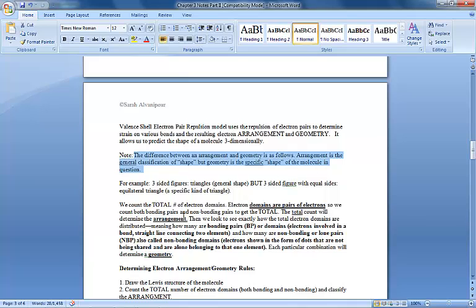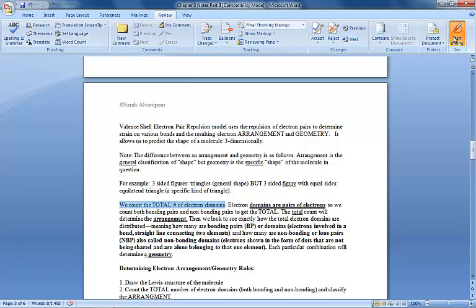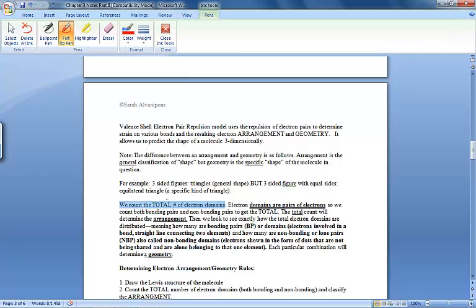So in order to find the general shape, we're going to look at the total number of electron pairs, or as we call them, domains. And so in order to do that, we just look at the total number of electron pairs or domains on, again, just the central atom. So the geometry is based only on the central atom. This total amount is going to give us the general shape, the arrangement, so to speak.